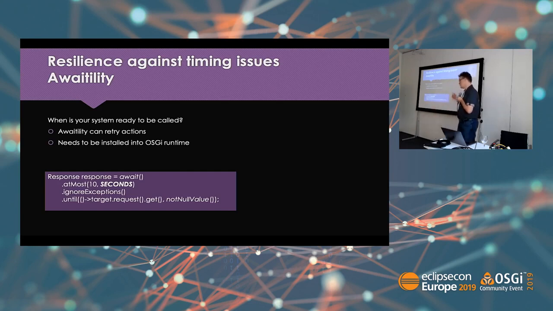and in the end, if it succeeds, you get the response like normally in the output. So this is a very comfortable way to repeat something that you know that it should work after some time. And you can use this outside OSGi and also inside OSGi. In the example code, you can also see how to do this. You need to install Awaitility and Hamcrest into your OSGi runtime. Then it can be used easily.